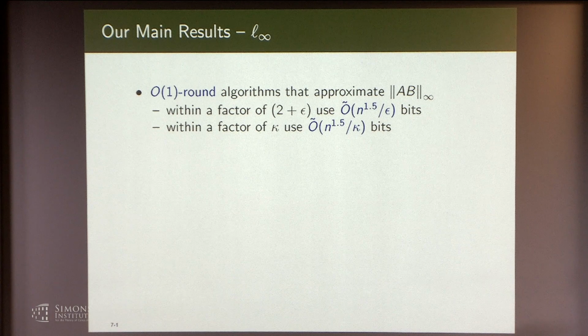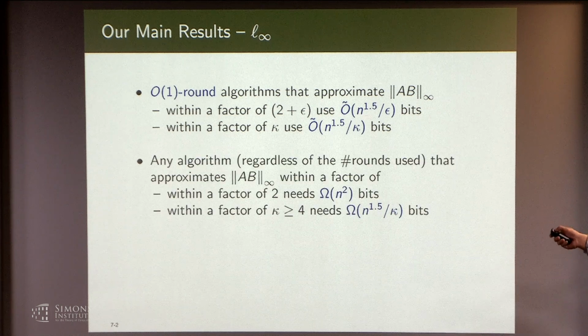For L infinity, we get a constant-round algorithm that approximates L infinity within a factor of 2 plus epsilon using n to the power 1.5 over epsilon bits, again up to some polylog factors. For a general approximation factor, we get a similar result, n to the 1.5 divided by kappa, where kappa is the approximation ratio. We can show that these results are close to optimal. If we want to approximate within a factor of 2, then basically we have to send everything, so n squared is the lower bound.